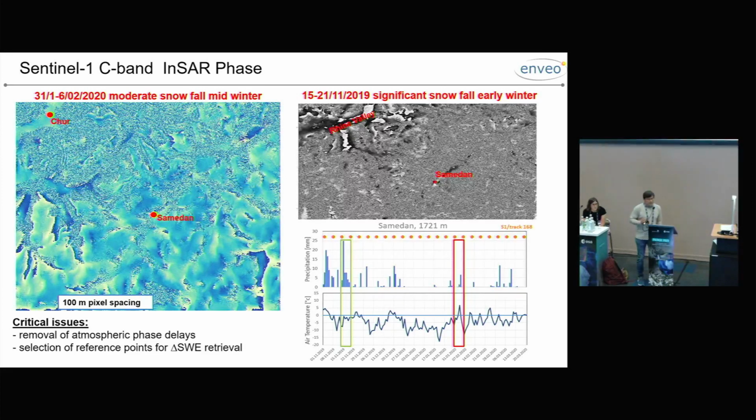The second example, what I show here, is one example at the end of January to 6th of February 2020 with a moderate snowfall at Samedan. And this is actually the red box here. We see here there was about, within this period, about 7 millimeters of precipitation. But the precipitation was here also actually falling partly as rain, because temperatures are far above zero. And we have also snow melt in this part.